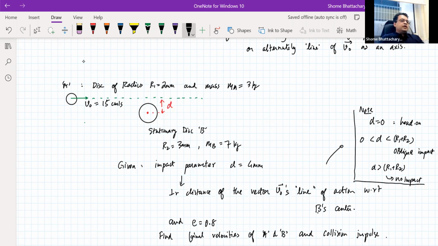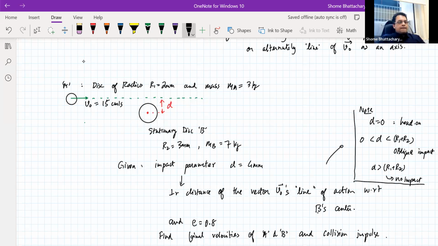Okay. Now try to figure out how you can write the momentum conservation equation. My hint to you is use the center to center line. That is the line of impact. Try to use that as your x-axis when you're doing the resolution into components. It will be more useful because your final velocity of B is along that. So B will have only the x component.